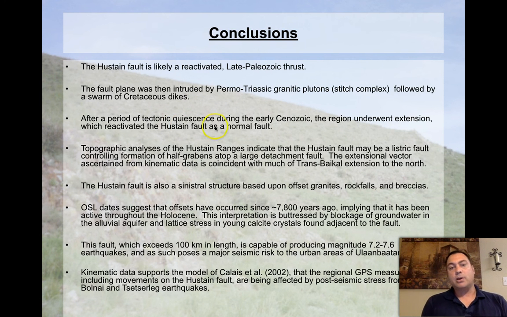After a period of tectonic quiescence during the early Cenozoic, probably the peneplanation that we see across Asia is what led to this absence of rocks. The region underwent extension, which reactivated the Hustain fault as a normal fault. So it began to rip apart this old fault, this old Tuul fault, as it's usually called in the literature.